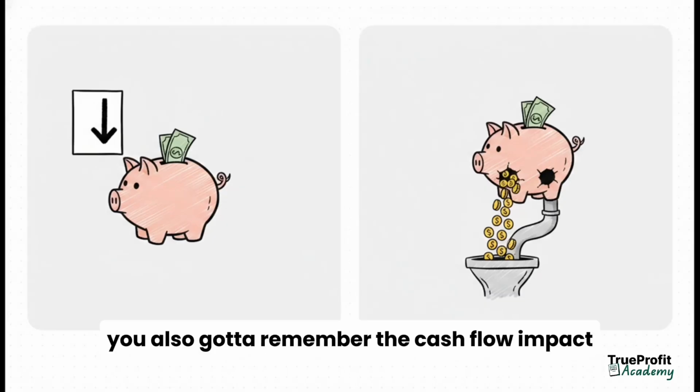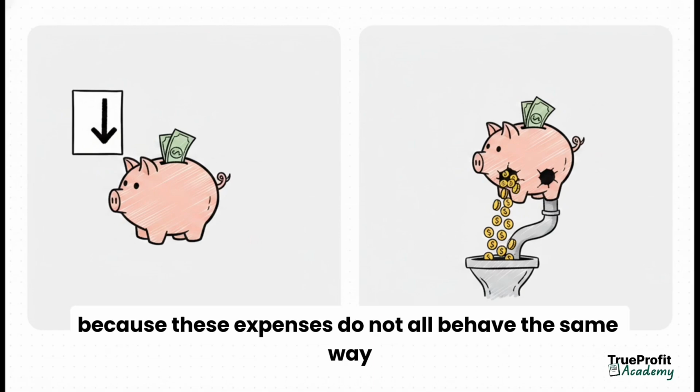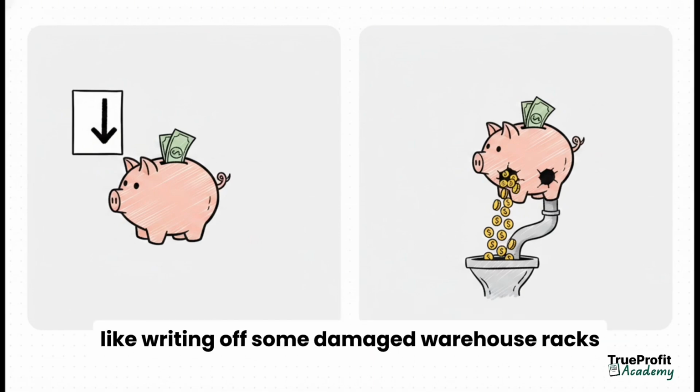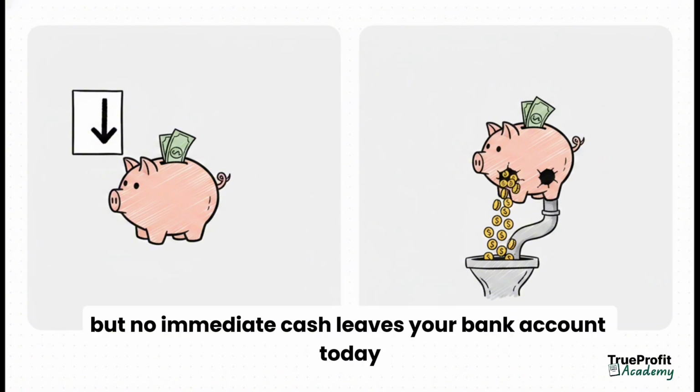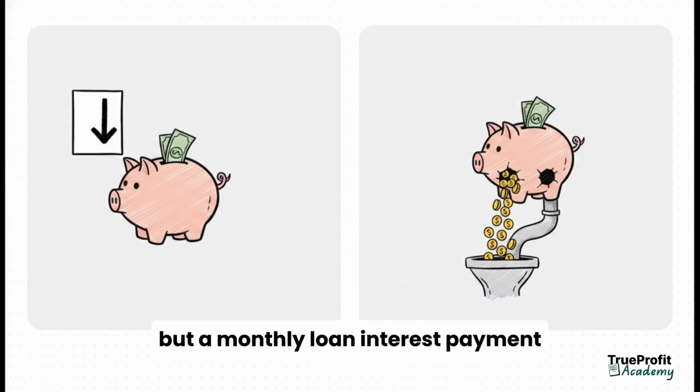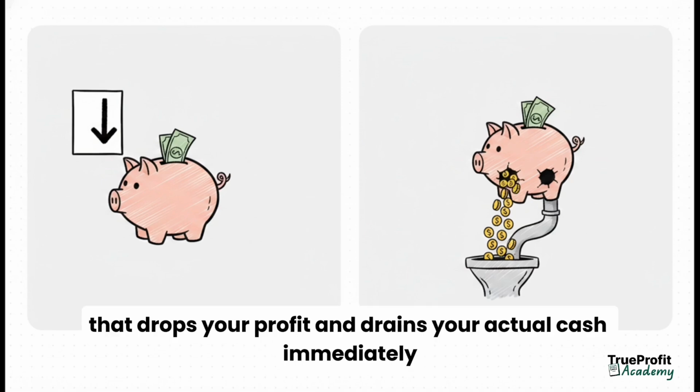You also got to remember the cash flow impact, because these expenses do not all behave the same way. Take an asset impairment, like writing off some damaged warehouse racks. It reduces your accounting profit, sure, but no immediate cash leaves your bank account today. But a monthly loan interest payment, that drops your profit and drains your actual cash immediately.